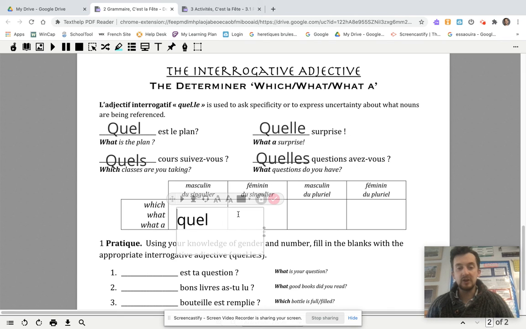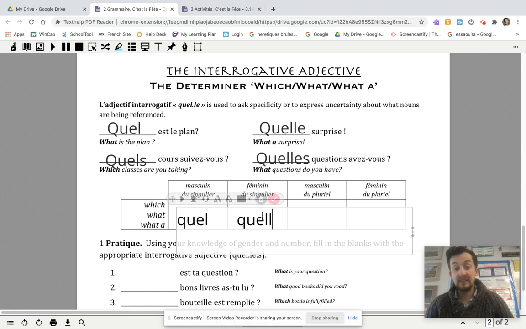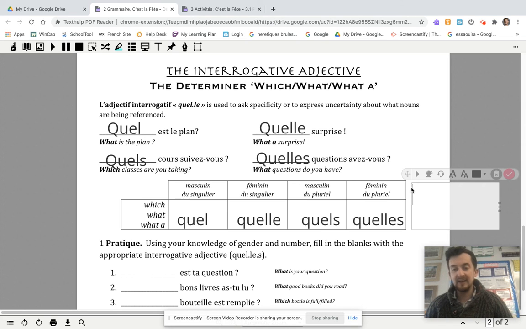So if we were to make a chart, the masculine singular, quel, d'accord? The feminine singular, quelle, the masculine plural, quels, the feminine plural, quelles, d'accord? Which all sound the same. Quel, quelle, quels, and quelles. And sometimes I'll say that. It'll probably be annoying. I'll say, yeah, you have to remember quel, quelle, quels, and quelles for the quiz. I always do that. Anyways, that is the grammar.